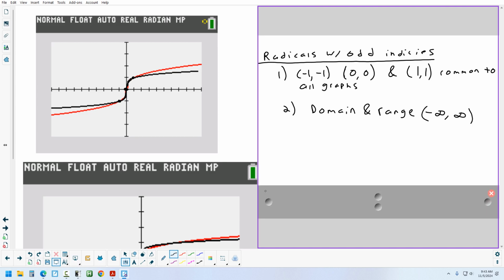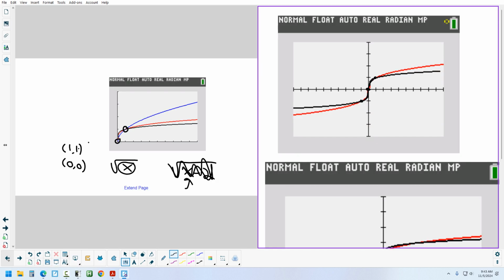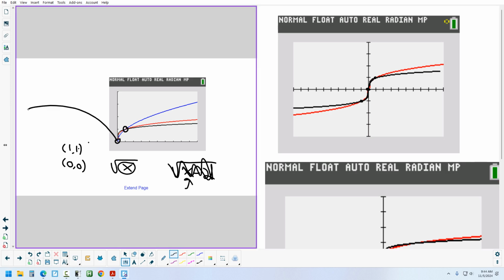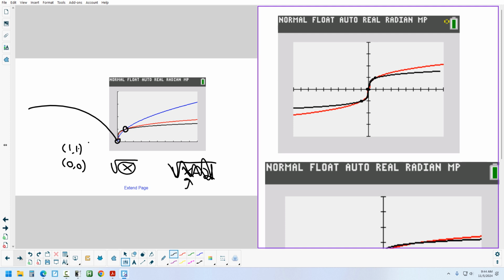So that's the general idea of what odd and even roots look like. Important thing is you understand an even root goes in one direction. We can flip it. Like you can do a reflection to make it go the other way. But the point is it only goes in one direction. Odd root goes in 2 directions.